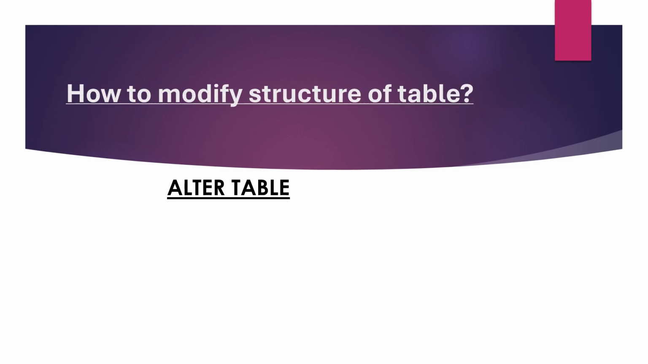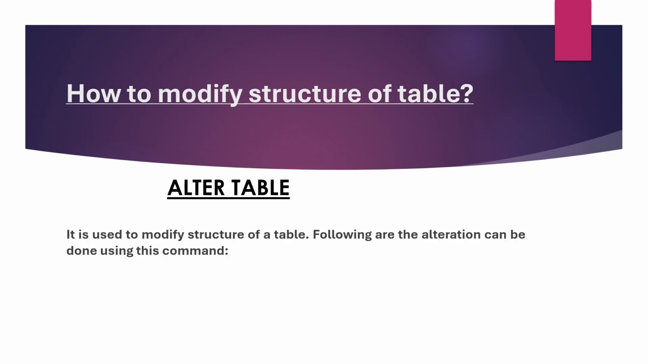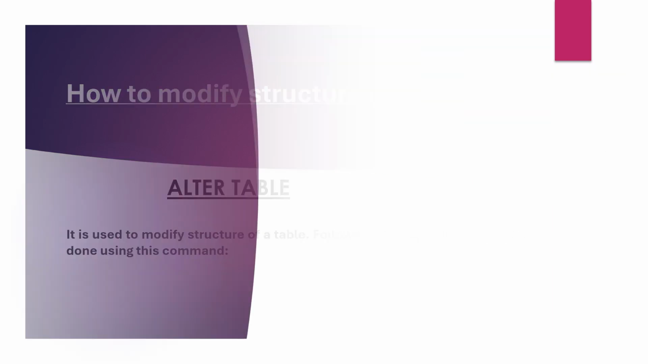How to modify the structure of a table. Alter table. It is used to modify the structure of a table. Following are the alterations that can be done using this command. Adding a column. We can add a new column in an existing table. Example: alter table item add date_of_purchase date not null.